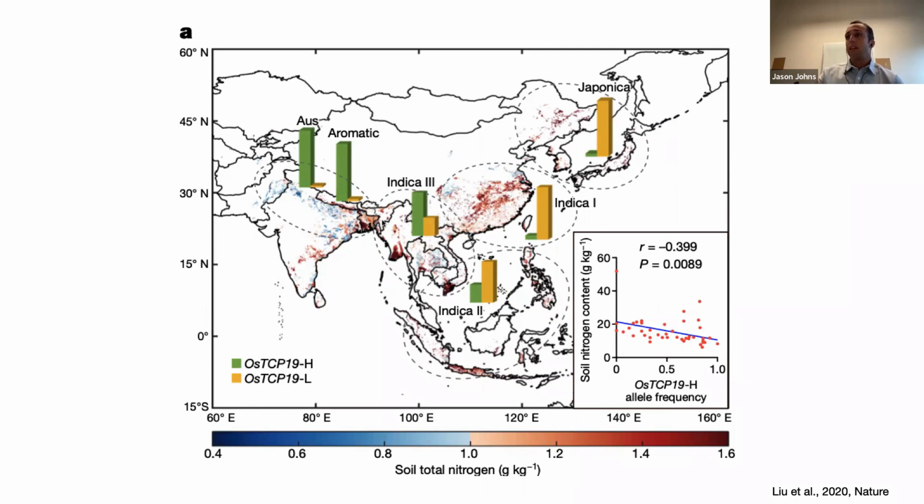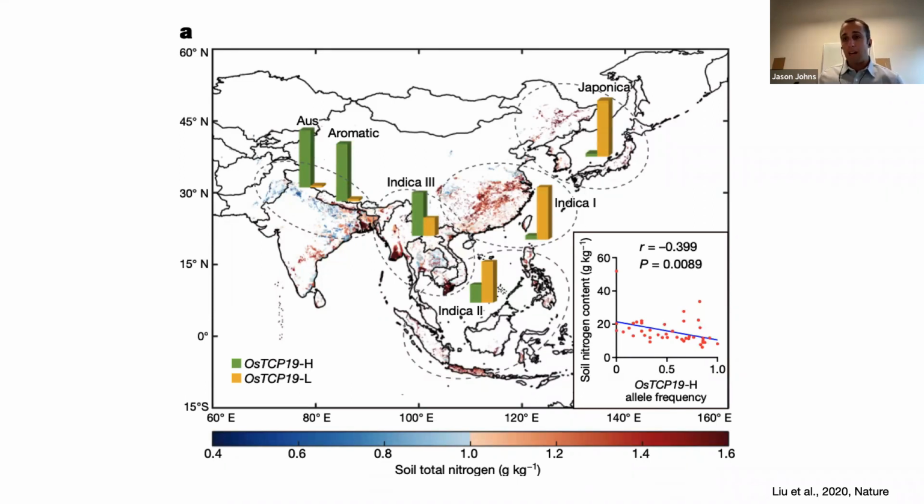And so we're seeing that varieties with this high nitrogen use efficiency allele come from regions with low soil nitrogen, which makes sense as far as natural selection goes. And that is also being represented in this small figure down here on the right. So the frequency of the high efficiency allele goes down as there's more nitrogen in the soil.